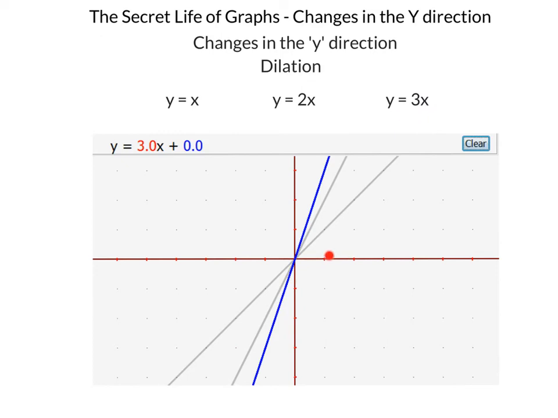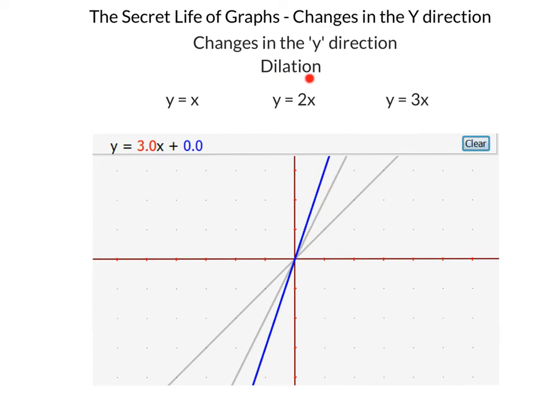So if I start off with x equals 1, the first graph gives me an answer of 1. When I multiply that by 2, it's stretched up here to 2. When I multiply it by 3, it's stretched from here up to here. It has the effect of looking like it's rotating like that, but every point is being stretched.